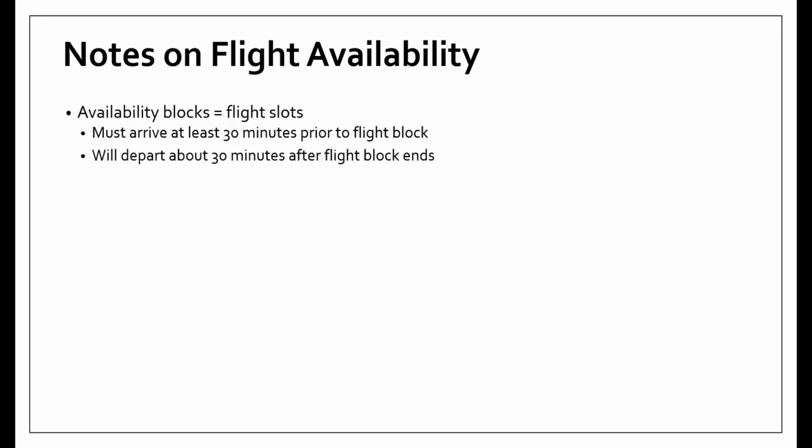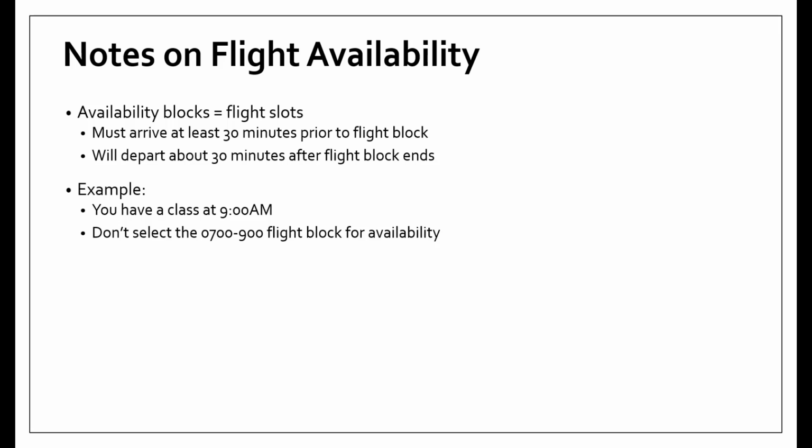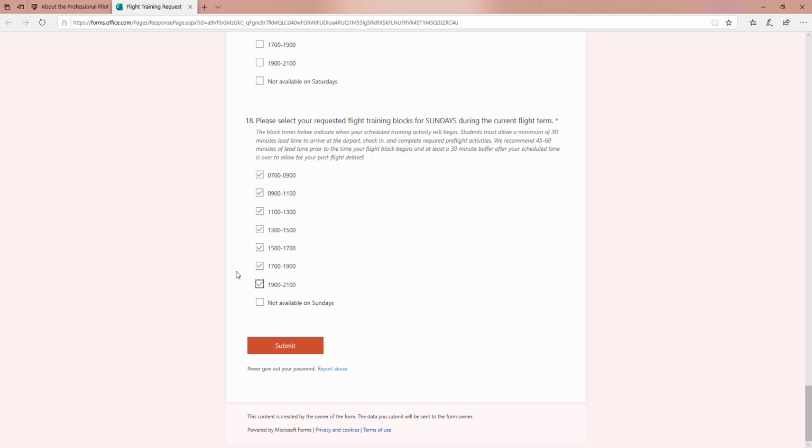It is important to consider that the availability blocks you select are actual flight training slots. You will need to arrive at our Airside East campus no less than 30 minutes prior to your flight slot, and you will leave the building approximately 30 minutes after the slot ends. For example, if you have a class at 9 a.m., don't select the 7:00 to 9:00 time slot. You won't be done with that training activity until about 9:30, and you will always miss that class. When you're done with the form, please click Submit.